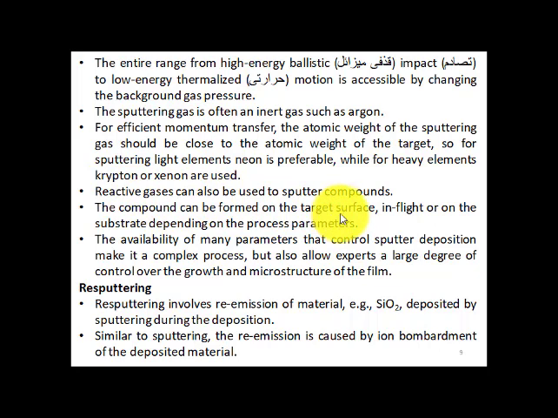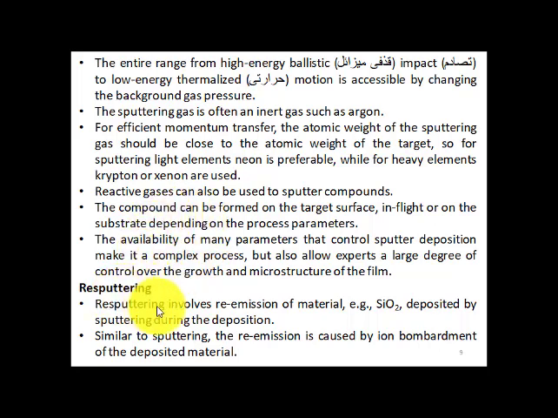It can be formed just on the surface of the target, or it can be formed during the flight from the target to the substrate, or it can be produced on the surface of the substrate. All of these depend upon the process parameters. The availability of many parameters that control sputter deposition makes it a complex process, but also allows experts a large degree of control over the growth and microstructure of thin film.